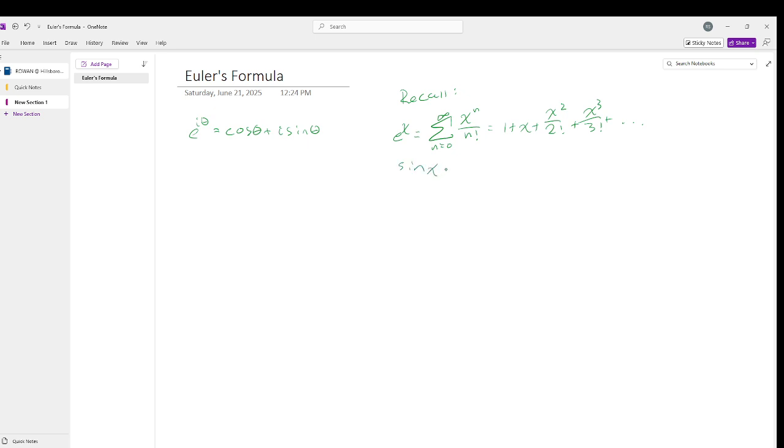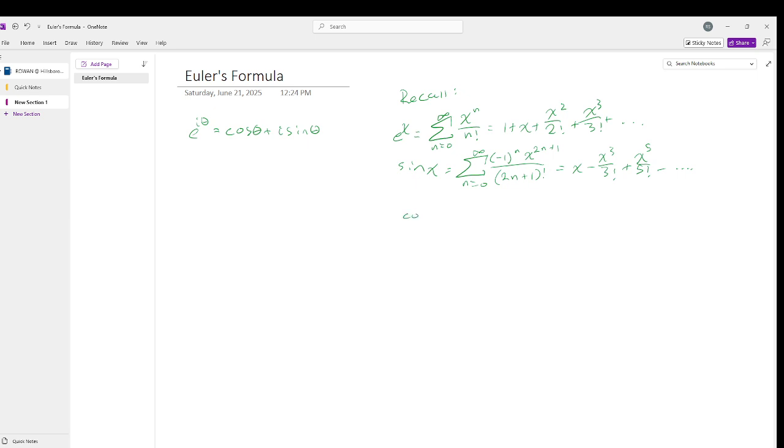Also sine of x, which is equal to the infinite series from 0 to infinity of negative 1 to the n x to the 2n plus 1 divided by 2n plus 1 factorial, which basically looks like x minus x cubed over 3 factorial plus x to the 5th over 5 factorial, and so on. That would actually be a minus.